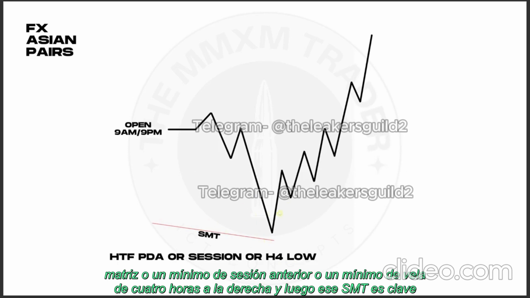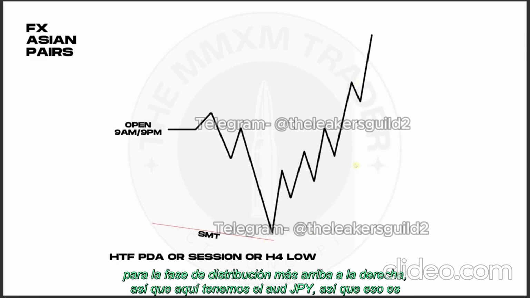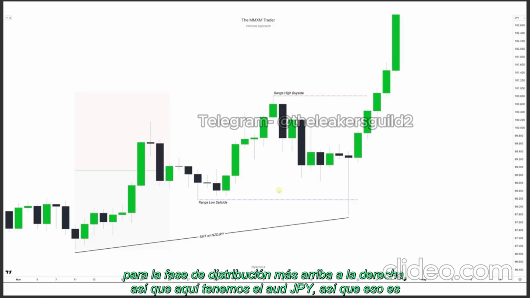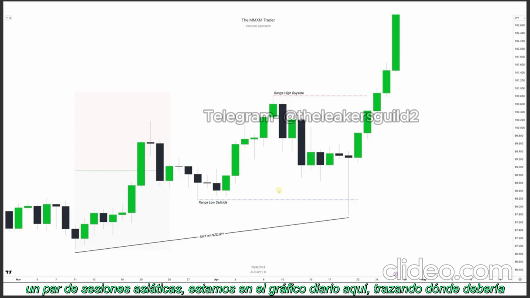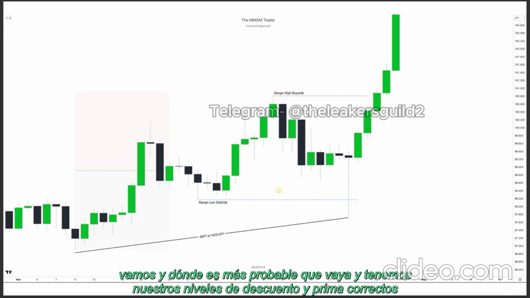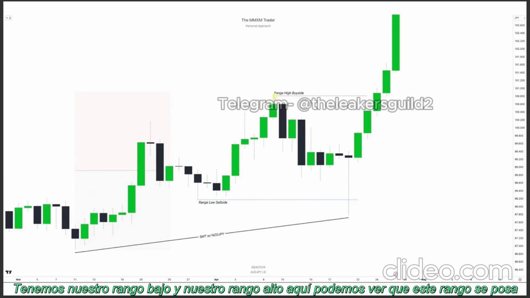SMT is key for the distribution phase up higher. Right, so over here we've got AUD JPY, so that's an Asian session pair, right? We're on the daily chart over here, mapping out where we should go and where it's most likely to go. And we've got our discount and premium levels, right? We've got our range low and our range high over here.